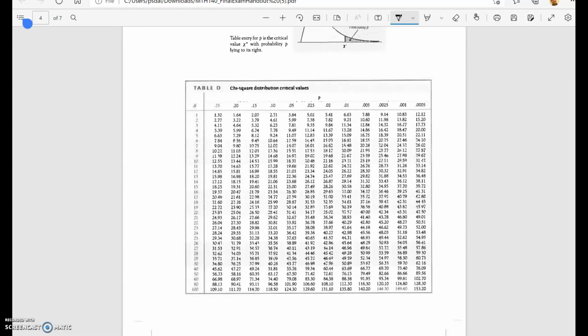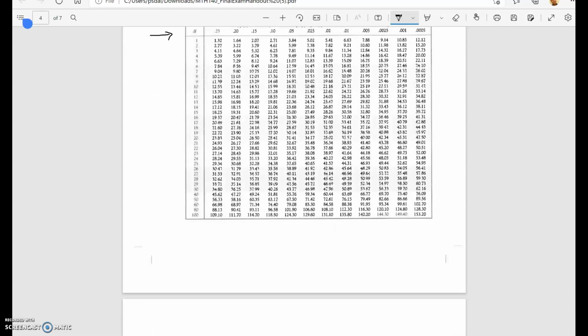Then you'll be given table D, which is the chi-squared distribution table, to find the p-values based on the degrees of freedom. The degrees of freedom in a chi-squared distribution is not the sample size minus 1, it is the number of buckets or bins in the problem minus 1.